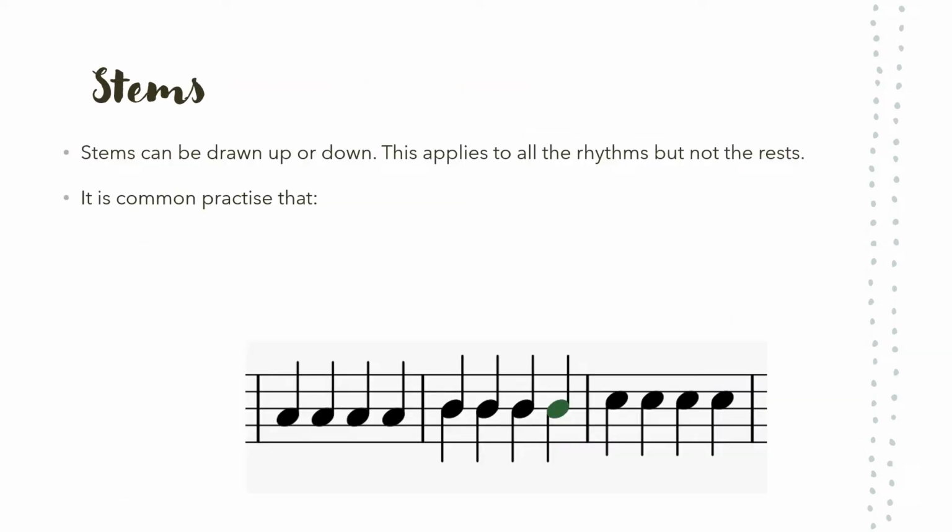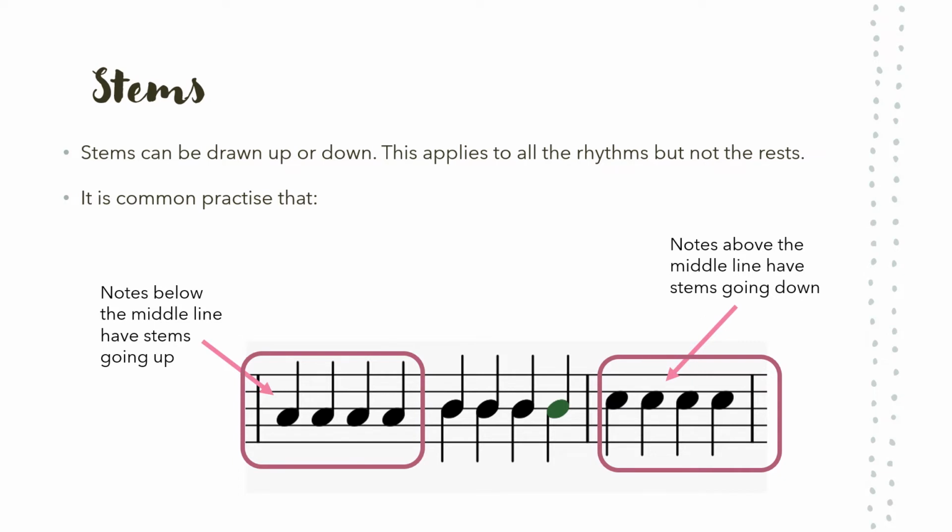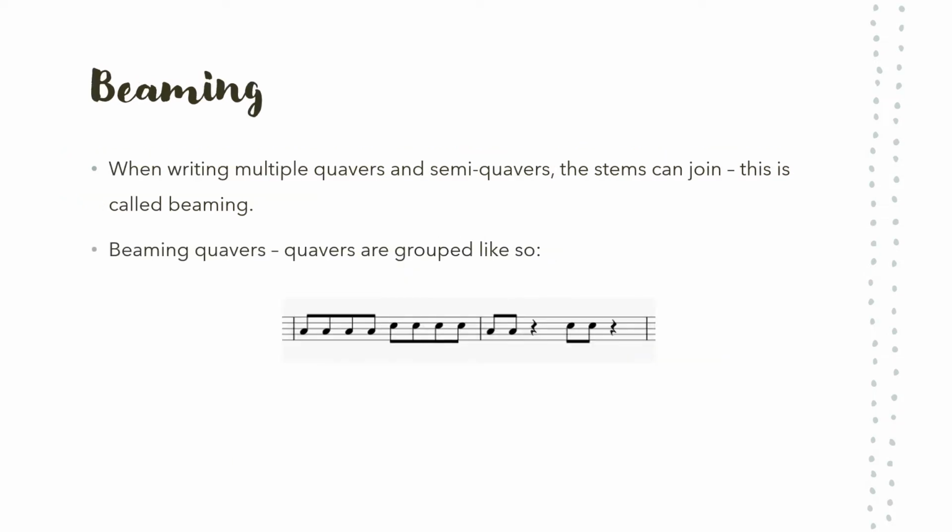Stems can be drawn up or down, and this applies to all rhythms but not the rests. With rests, they are always in the same position. A semi-breve rest is always on the same line in the same position, so you don't have to worry about stems going up or down. But for crotchets and the other rhythms, this is the common practice. Notes below the middle line have stems going up, and notes above the middle line have stems going down, and notes on the middle line usually go up, but sometimes you might see composers write them going down as well. That's preference, it could go either way. Having stems in different directions is just to make it easier to read. So from a glance you can tell that note is above B, so it's easier for someone to read.